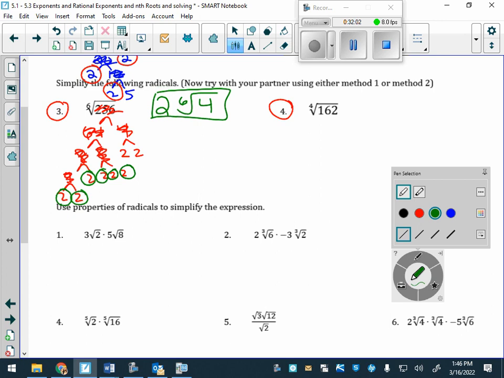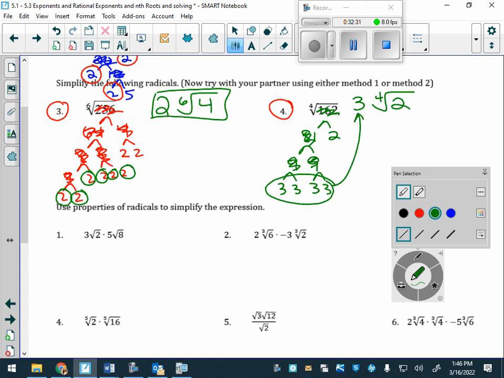Okay. How about number 4? Okay, so we have 3 4th root of 2. So what are 2 factors you used? 81 and 2. Okay. Let me break down. So again, 4 of a kind, which is 3. Whatever is not circled stays inside.